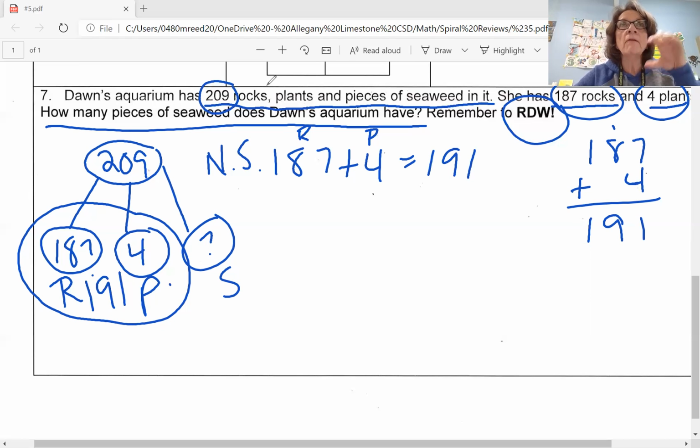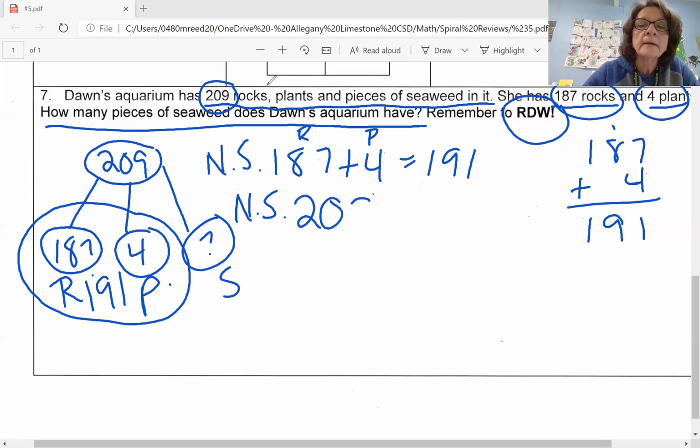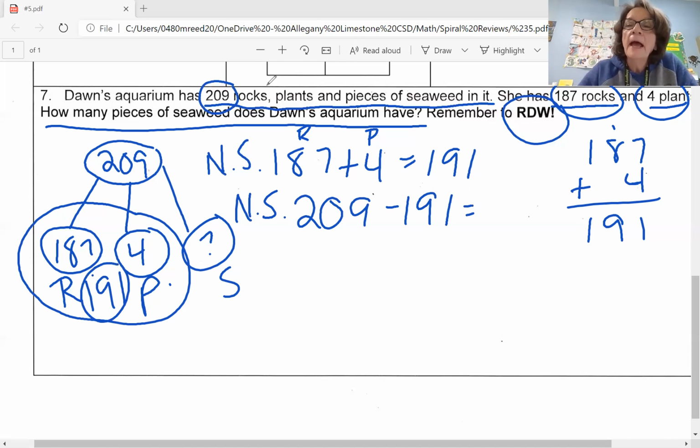Well, if you remember, if you have a whole and you have 1 part, you're going to subtract to find the other part. It's the inverse operation. If you have 2 parts, you add them and put them together to get the whole, just like we did here. So when you have a whole and 1 part, you do just the opposite. You subtract. So my next number sentence would be taking the total of 209, subtracting 191, which is the total of the rocks and the plants that I got right here. And again, I'm going to use my algorithm over here.